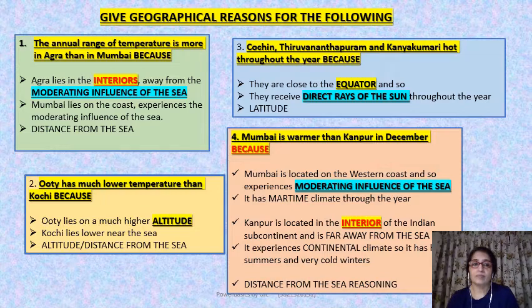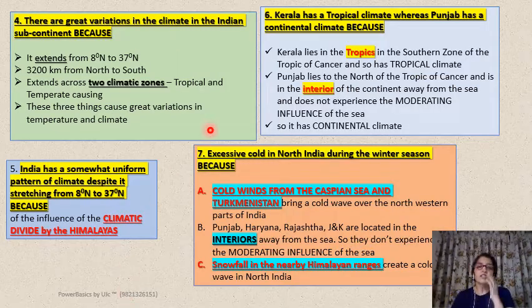All right. So in this slide, again, we study something very interesting for give reasons. There are great variations in climate in the Indian subcontinent because of various reasons. It extends from 8 degrees north to 37 degrees north. It's a stretch of so many kilometers north to south. It extends across 2 climatic zones, tropical and temperate.